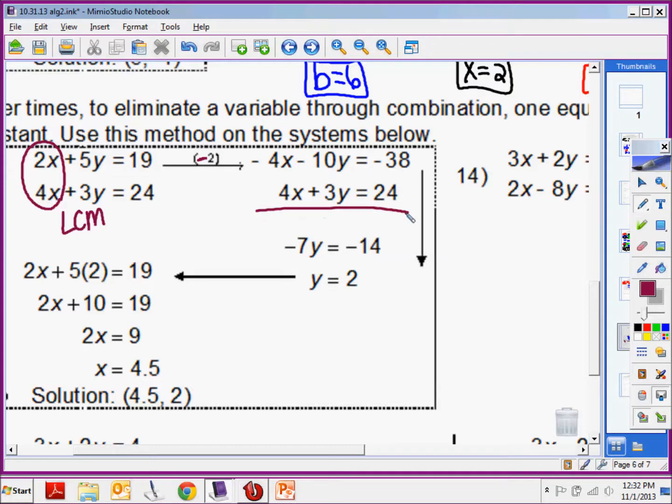Yes. What can I eliminate? The 4x's, right? They're going to go away. And what's negative 10y plus 3y? Negative 7y. Negative 38 plus 24? Negative 14. So if this is true, what does y have to be? 2. So I can just take that and plug it back into either function. And when I plug it back into either function, I find out that x has to be 4.5, and therefore if it asks me for a solution, my full solution is 4.5, 2. So that tells us these two lines would intersect at 4.5, 2.